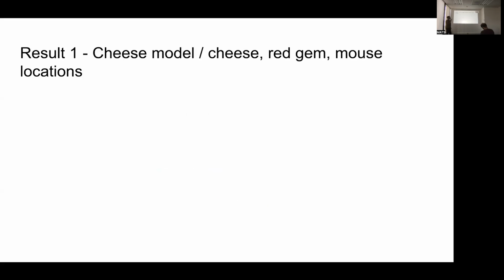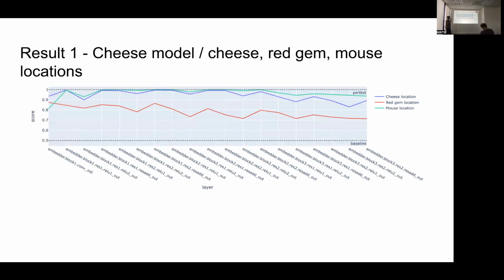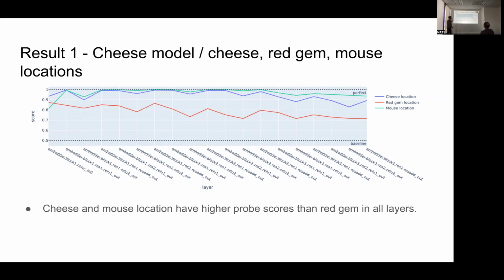And now we move on to the results. So this is the plots that we get. As you can see, the mouse and the cheese location have pretty high probe scores, whereas the red gem location is relatively low. That's what we expected.